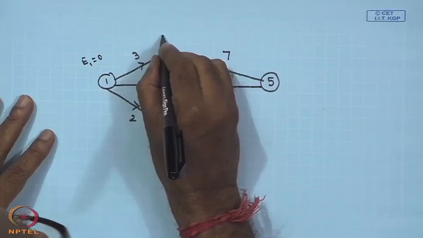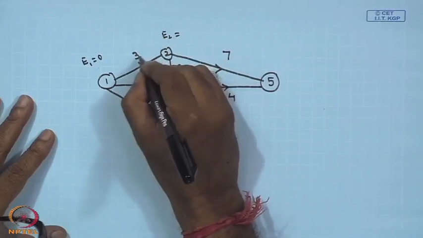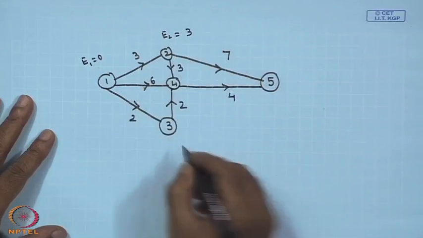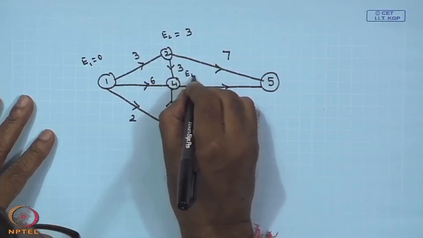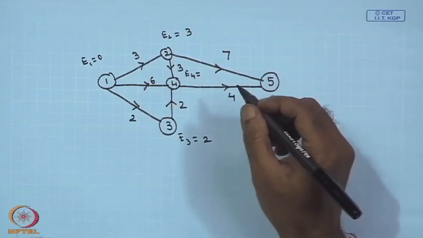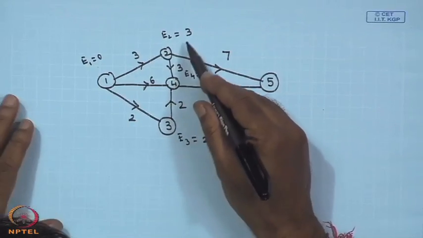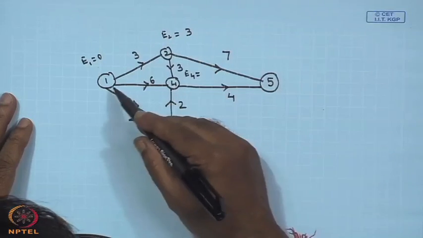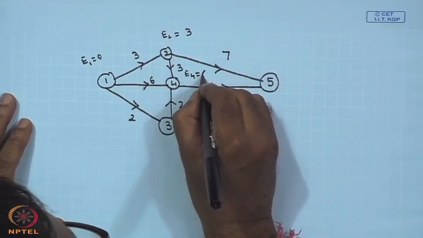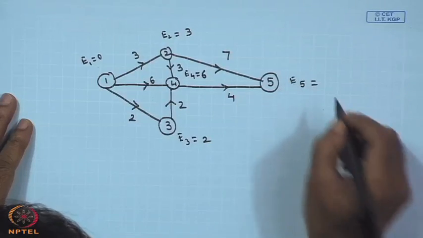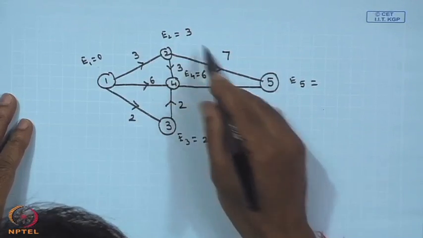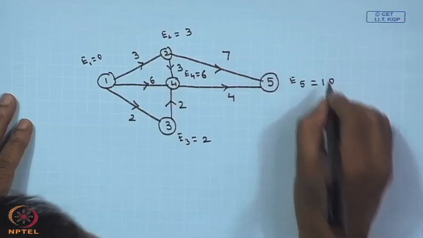E1 is 0, E2 will be 3 plus 0, which is 3, then E3 is equal to 2. E4 is the maximum of these values, 6, 4 and 6. So, E4 is 6, and E5 is again 6 plus 4, this is 10, or 7 plus 3, 10. So, E5 is 10.